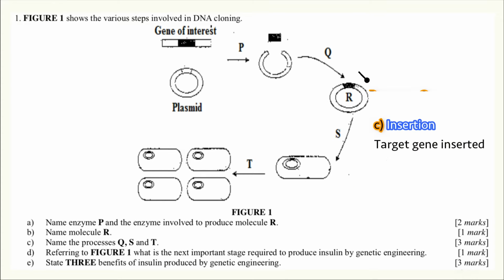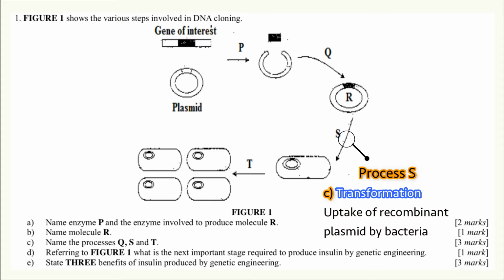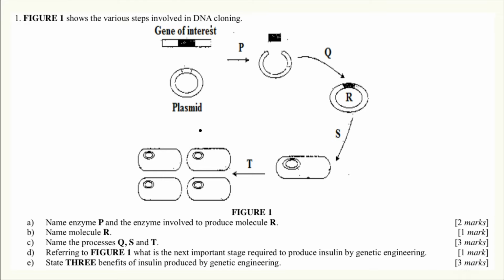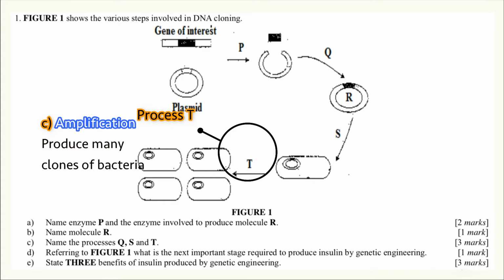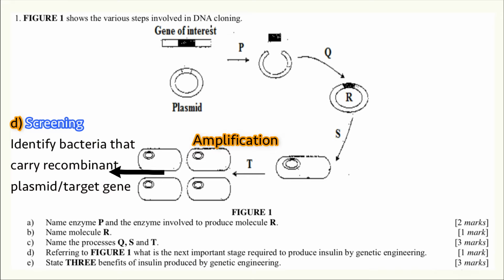Process Q is insertion because the target gene is inserted into the plasmid. Process S is the transformation because the recombinant plasmid is reintroduced into the bacteria. Process T is the amplification process because this process produces many clones of bacteria. Question D. The next step after the amplification is screening. This process will detect bacteria that carry recombinant plasmid.